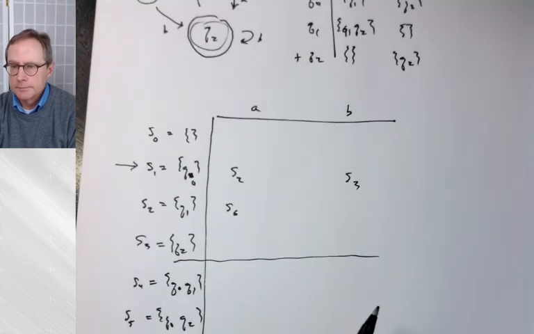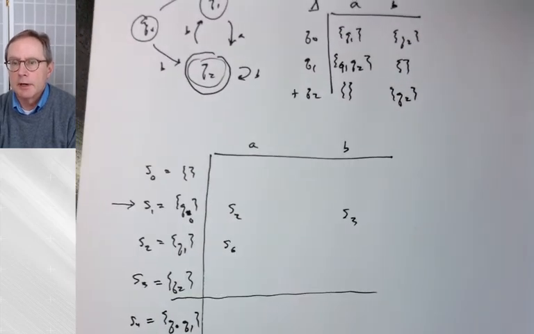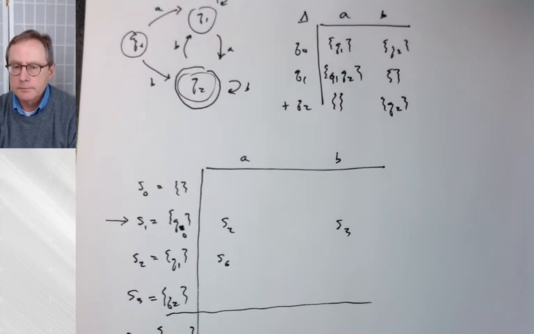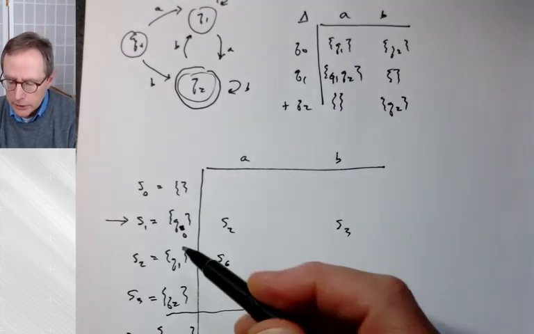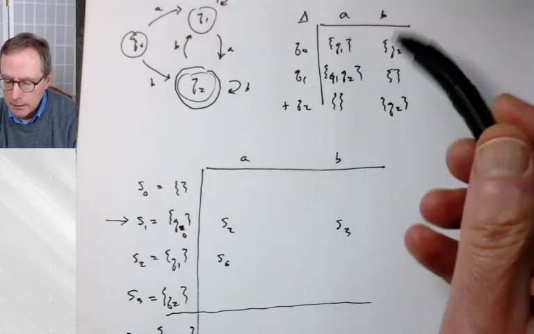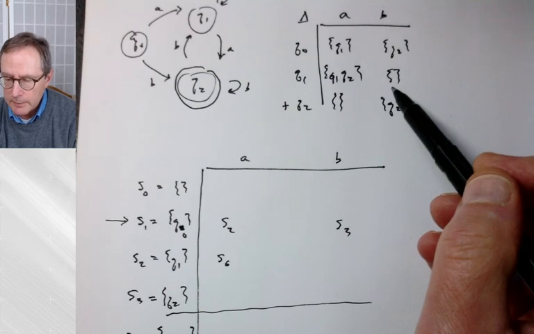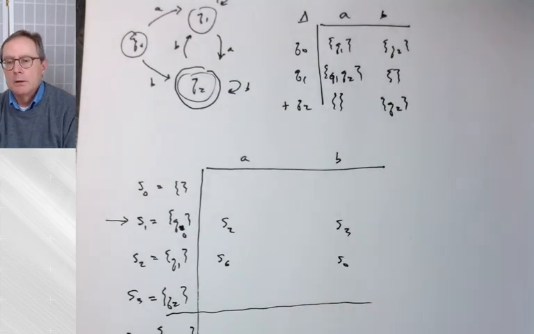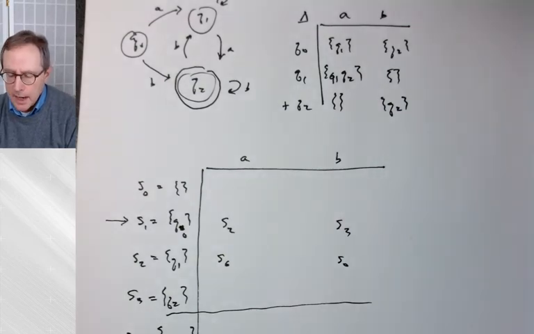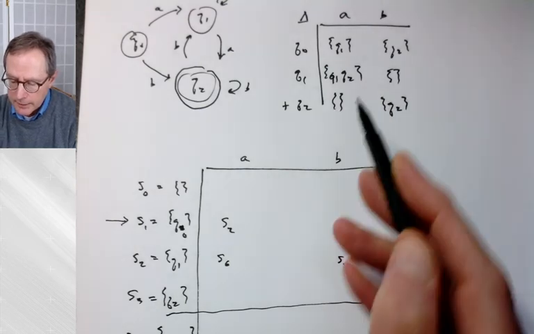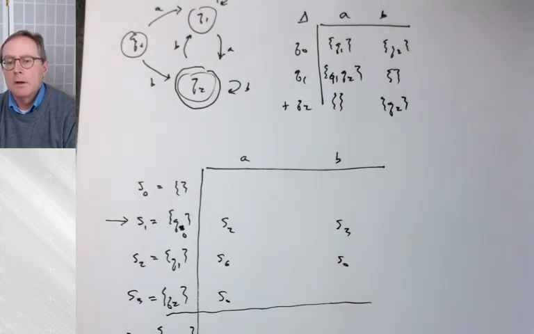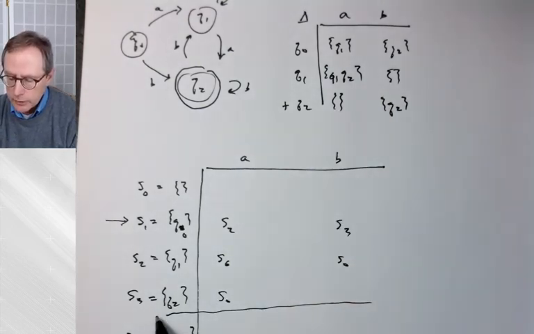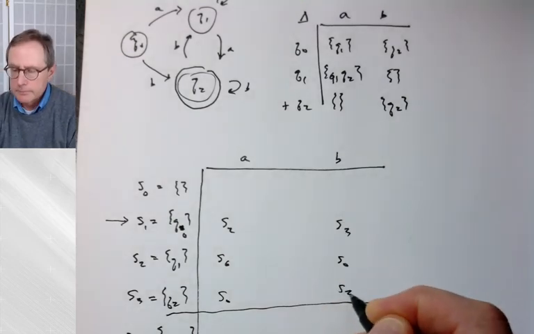Back up. Sorry about the sliding. I should have made a bigger picture. If you're in just Q1 and you see a B, then you go to the empty set. The empty set on this table was called S naught. And you see the idea here. If you're in just Q2 and you see an A, then you go to the empty set. That's called S naught. If you're in just Q2 and you see a B, you go to just Q2. That's called S3.